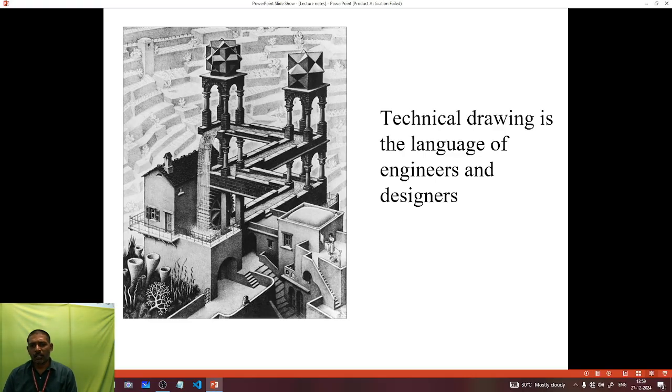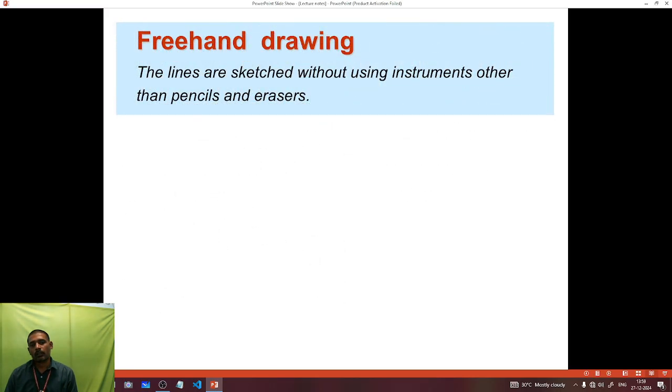So what is engineering graphics? Technical drawing is the language of engineers and designers. Not only for architecture, all the domains need a language, and that language is drawing.